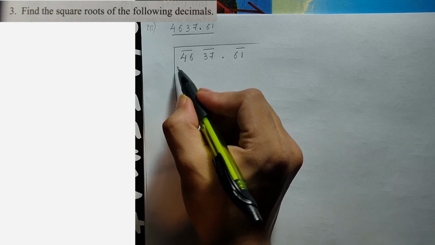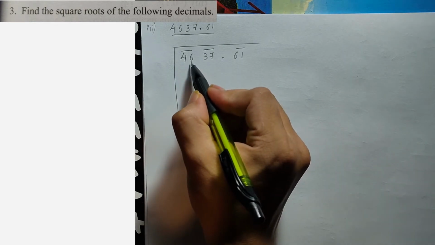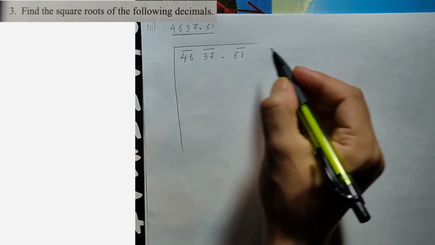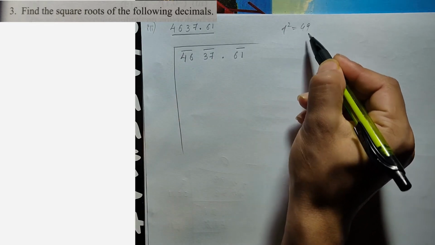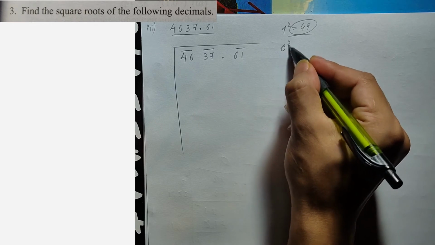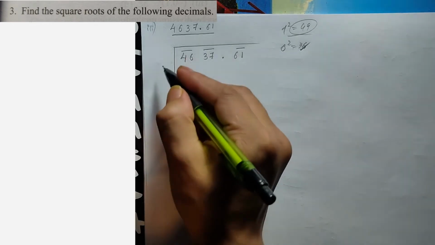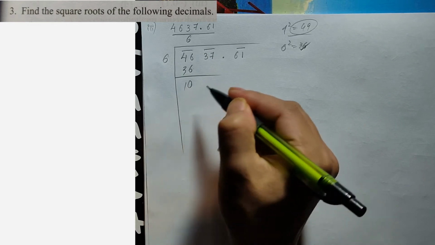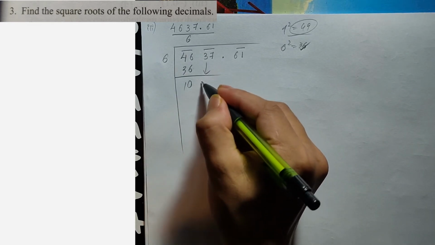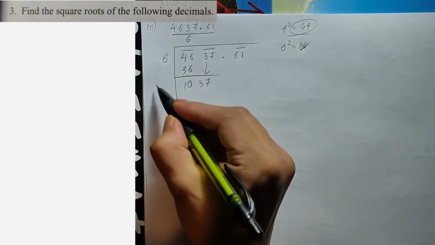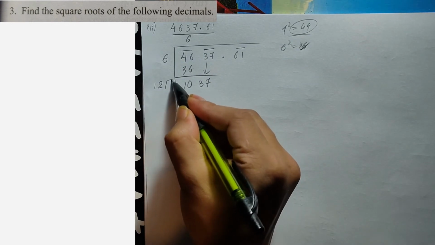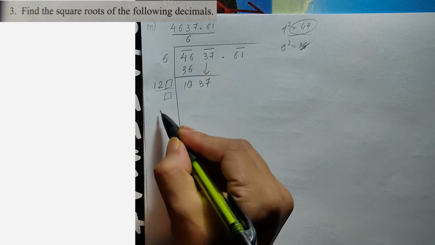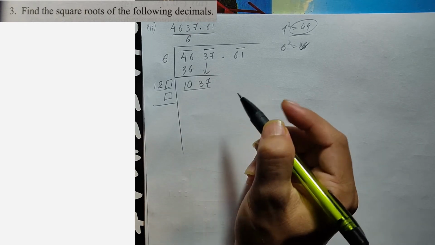Now you have to find the square of some number which is equal to 46 or less than 46. We know that 7 squared is 49, so this doesn't qualify. 6 squared is 36, so this qualifies. So 6 6s are 36. 46 minus 36 is 10, then 37 will come down, so 1037. 6 plus 6, 12. Now you have to find a number here such that when it is multiplied with everything, you get something close to 1037.